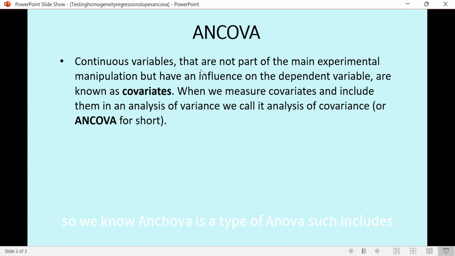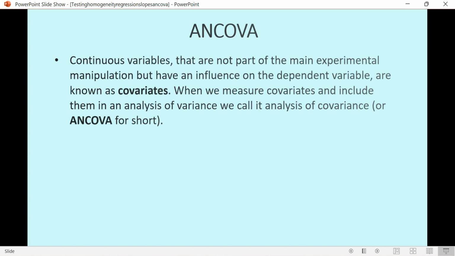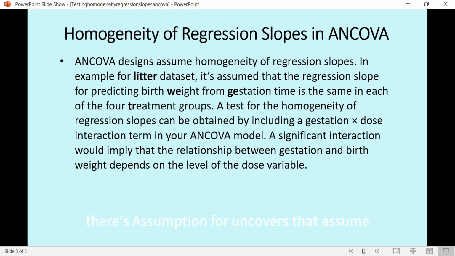We know ANCOVA is a type of ANOVA that includes covariates in the function, because in addition to group differences for the treatments we are interested in, there are also covariates, usually continuous variables, that have an effect on the dependent variable. So we have to include them in the ANOVA function. And there is an assumption for ANCOVA, the homogeneity of regression slopes.